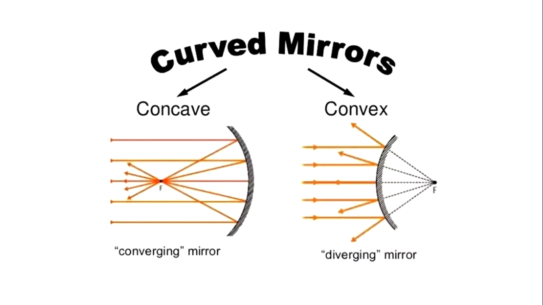Curved mirrors can also be made with curved surfaces. We call them concave and convex mirrors. If they're curved in, we call them concave. As you can see here, they're curved inwards, okay, and if they curve out, they're called convex mirrors. Curved mirrors can form many kinds of images.